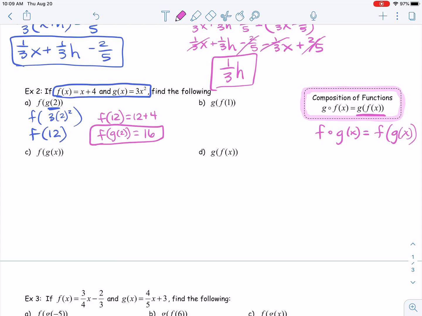Okay, let's try it again. In part B, we want g of f of 1. So that means I need to start with f of 1. So I plug in 1 for my x in the function of f. Well, that's just 1 plus 4. So f of 1 is 5. So now I'm looking for g of 5. So if I plug in 5 into my g of x function, then g of 5 would be 3 times 5 squared. Well, 5 squared is 25, and 25 times 3 is 75. So that means my answer is 75.